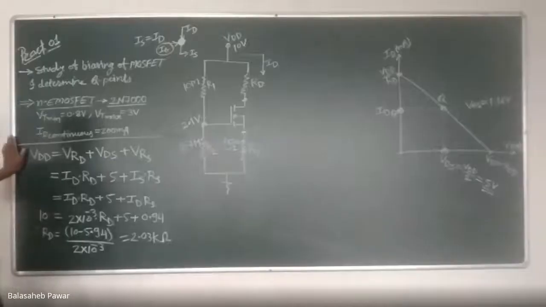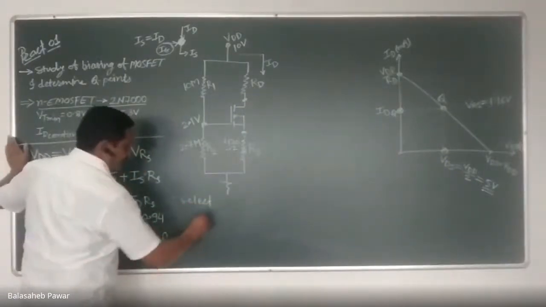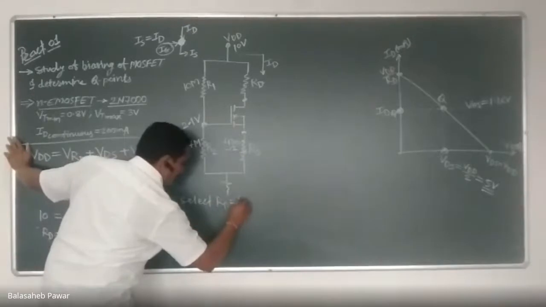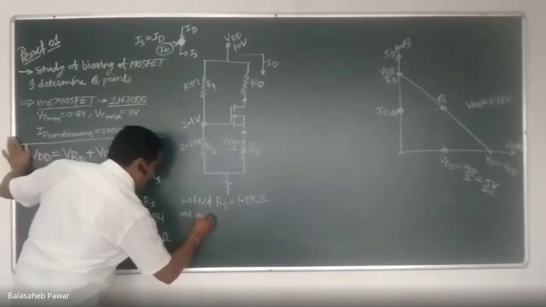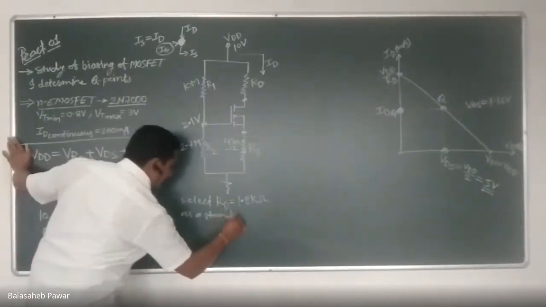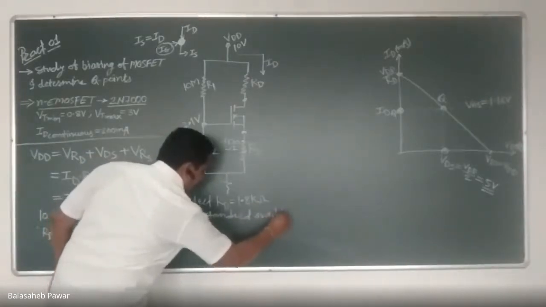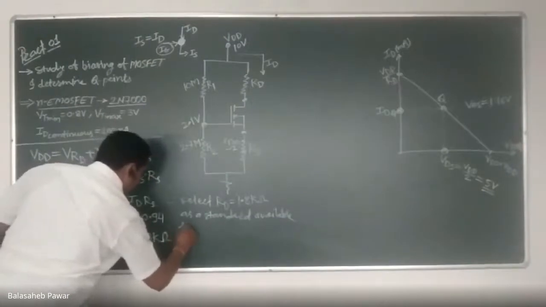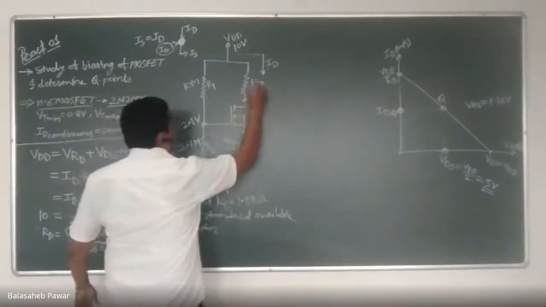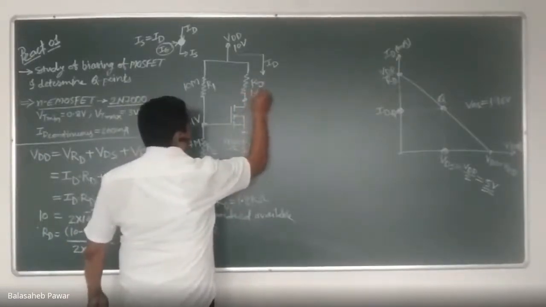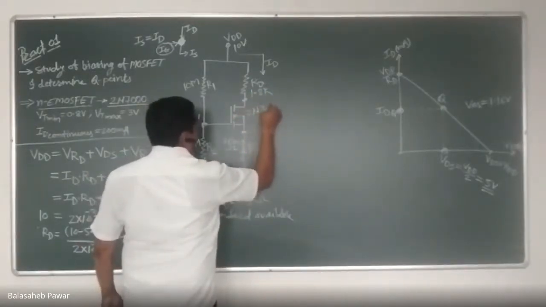And write down here one more statement. Therefore, select RD equals to 1.8 kilo ohm as a standard available value resistor. Okay, so this RD we have to take as 1.8 kilo ohm. This transistor is 2N7000.